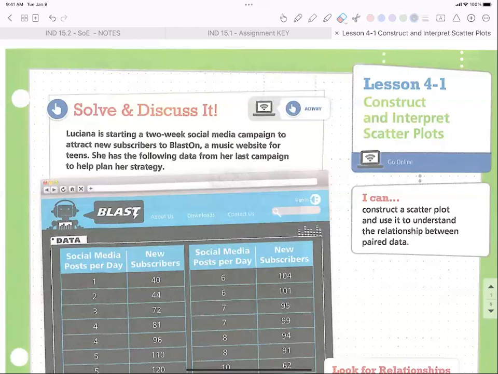So now I have created a scatter plot. I've named my axes. I've scaled my numbers to where I can graph everything. And then I have graphed each point on the graph. Okay. All right. And now I can see that there is a correlation.